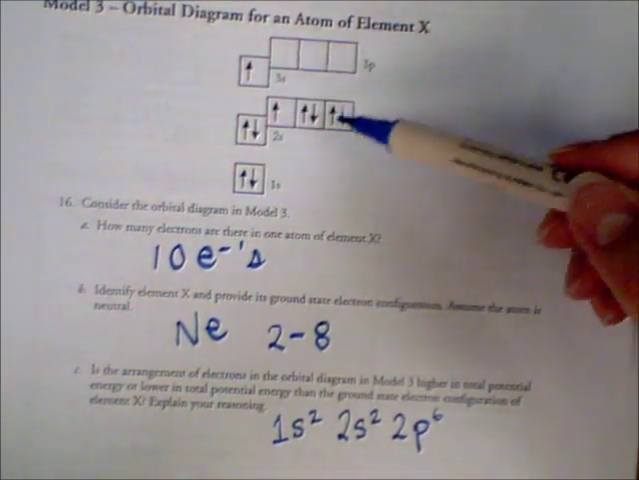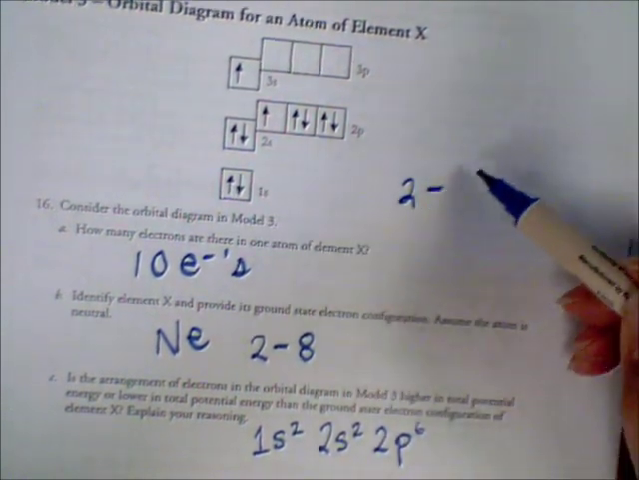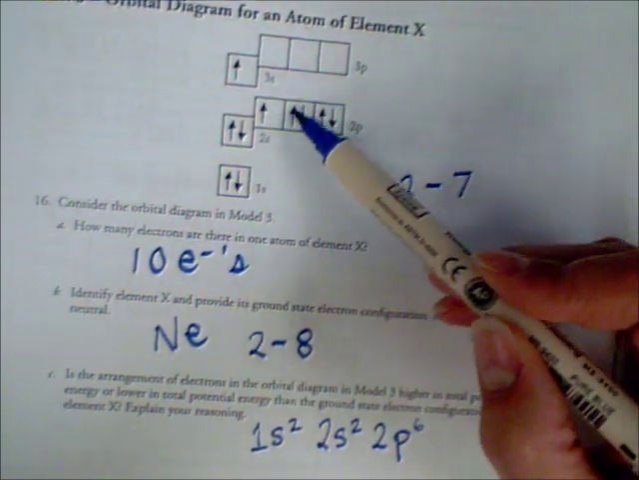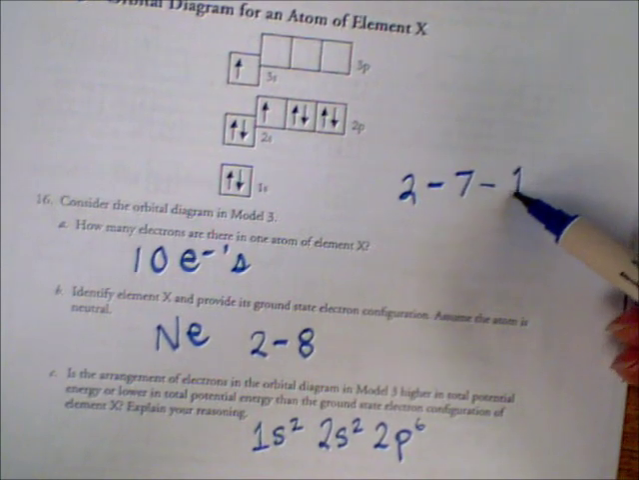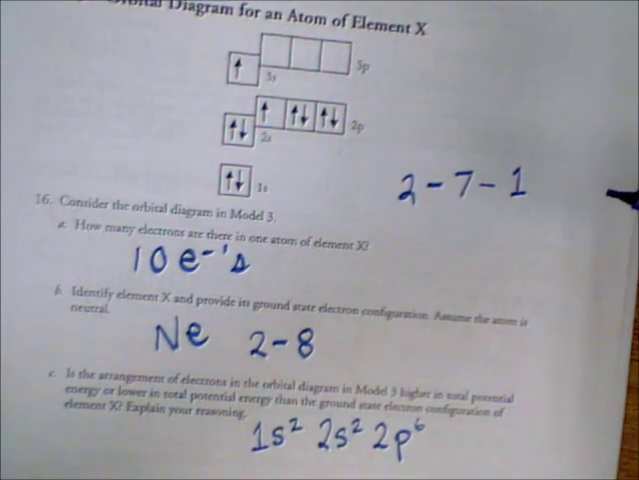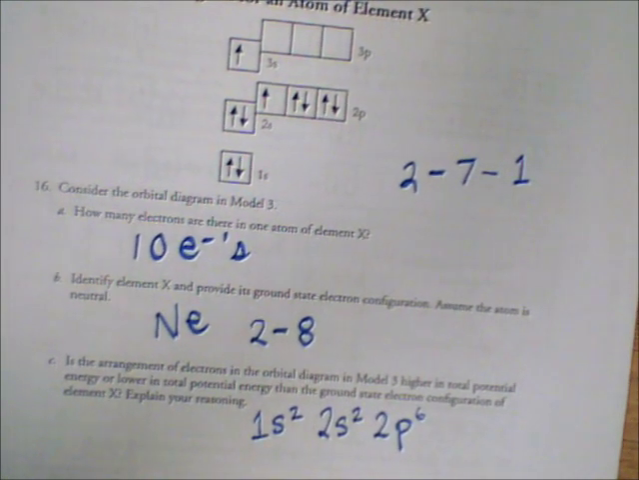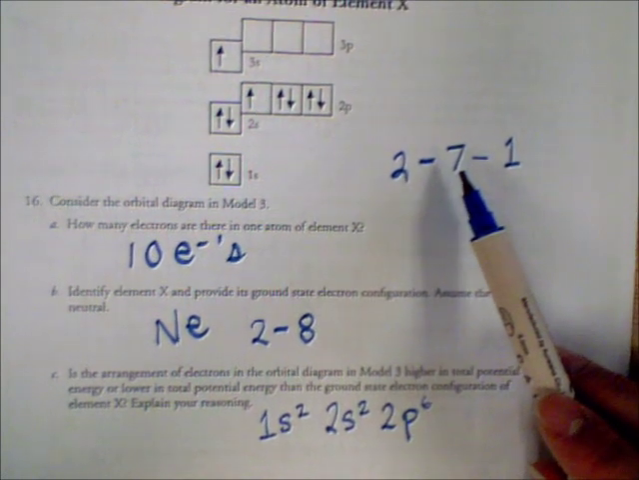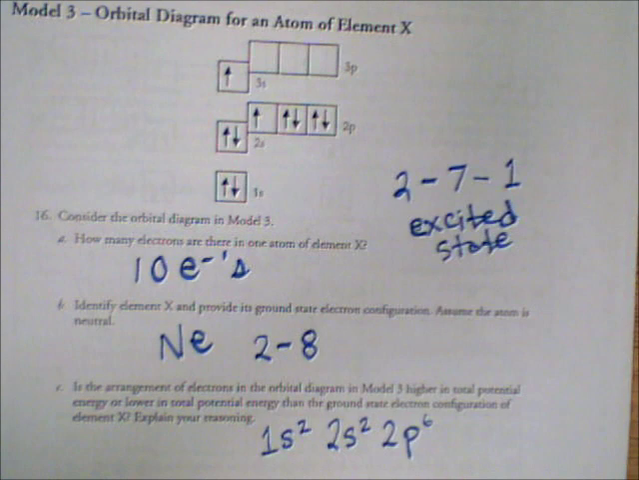So what's wrong up here? So they basically have a 2 for the 2 here, dash 7, and then 1, 2, 3, 4, 5, 6, 7, and then a dash because in the third energy level they have 1. That's not right. What this is saying is that one of the electrons, instead of staying at a lower level, has jumped up to a higher level. So this is called the excited state.